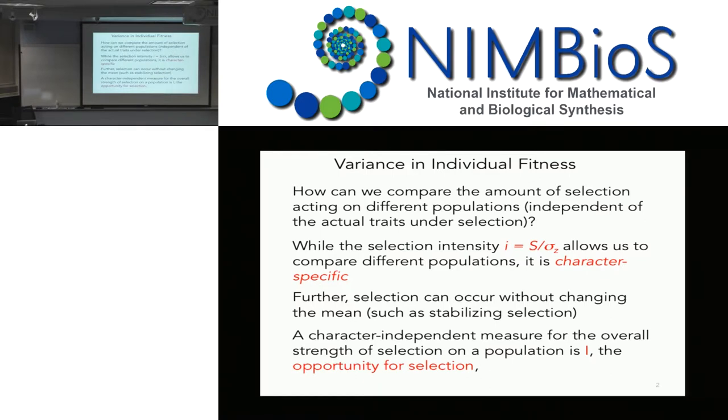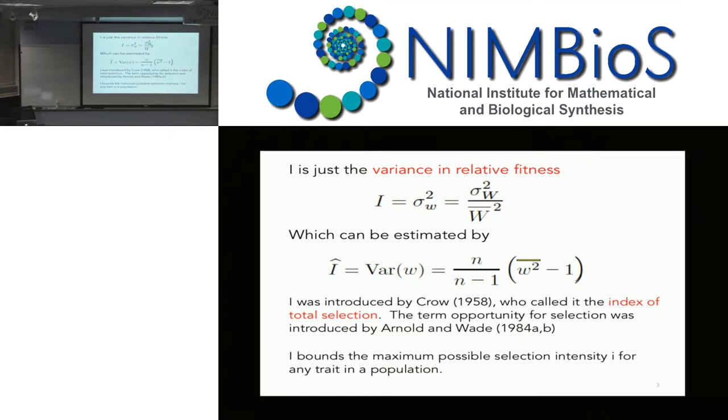So is there some measure, if I have individual fitness data from a couple of populations, that I can use to compare the strength of selection? The answer is yes, and that measure is I, the opportunity for selection. It's simply the variance in relative fitness. I have individual fitness data, I compute the mean, then standardize by dividing by the overall mean and take the variance. Here's your sample estimate of that.